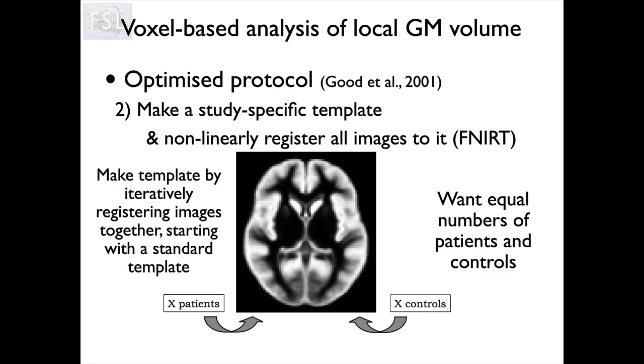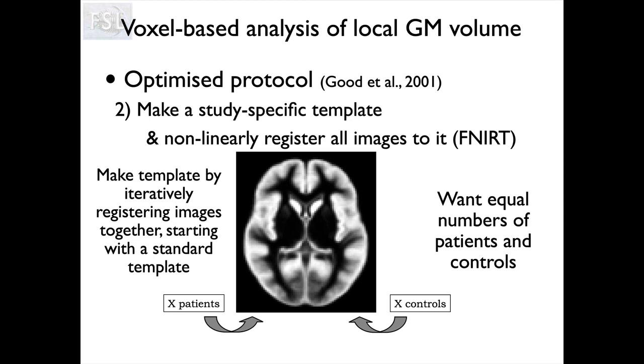Then we make a study specific template and we register all of our subjects to that template with nonlinear registration. We do that with the tool FNIRT. We use a study-specific template so that it's actually matched well to the demographics of the population being analysed here, because quite often these studies are looking at pathological groups or very elderly groups, and they will not match well with our standard MNI 152 template, which typically shows what the young, healthy brain looks like.